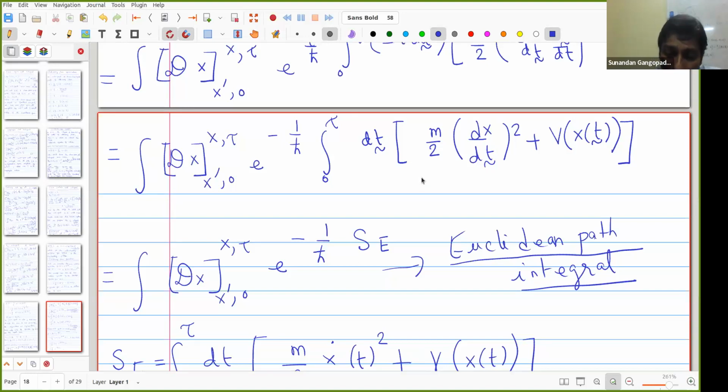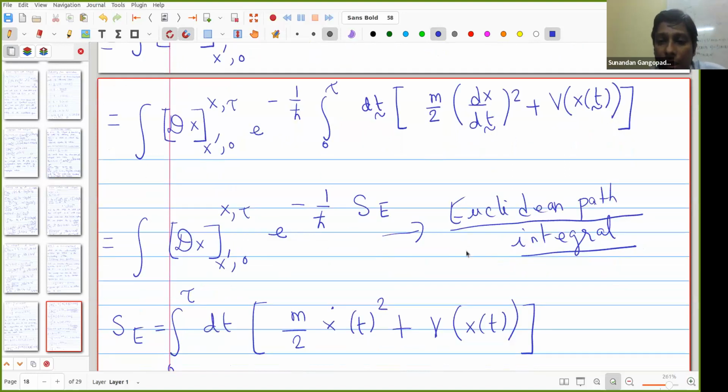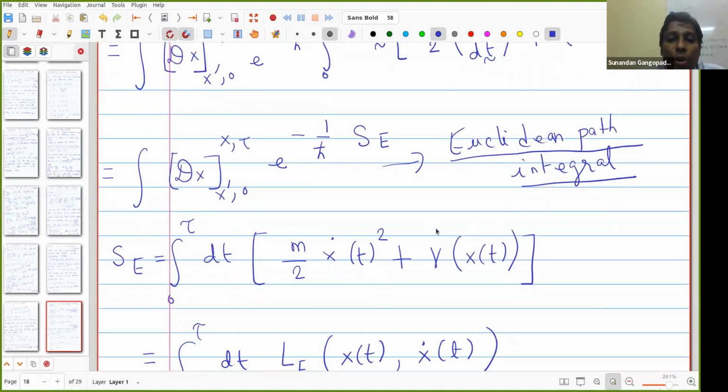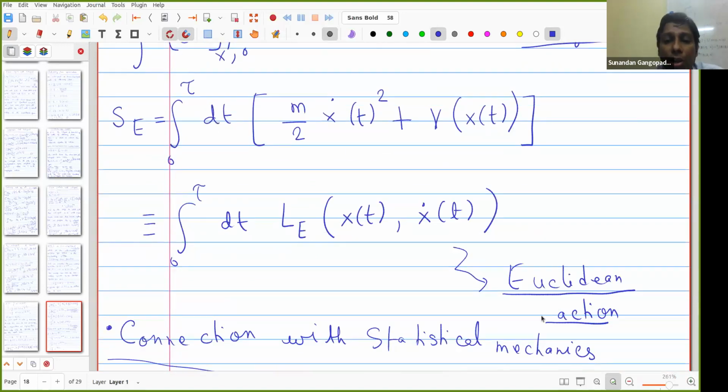But now, the fact that we have rotated the time axis means the Lagrangian is no longer the kinetic energy minus the potential energy. Rather, it is the kinetic energy plus the potential energy. That is why it is called the Euclidean form of the path integral, where A_E is the Euclidean form of the action, or Euclidean action.